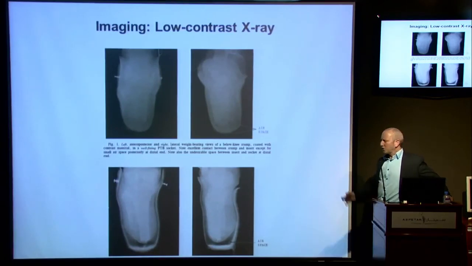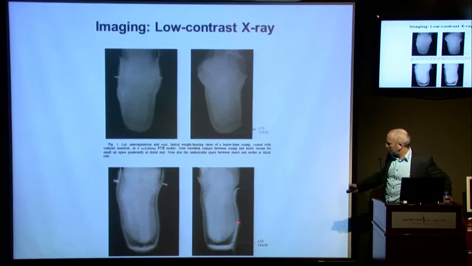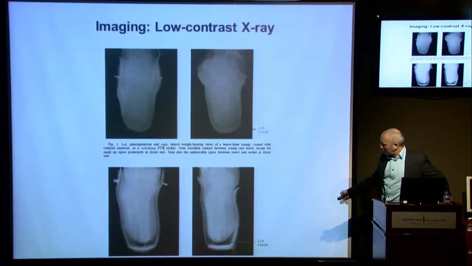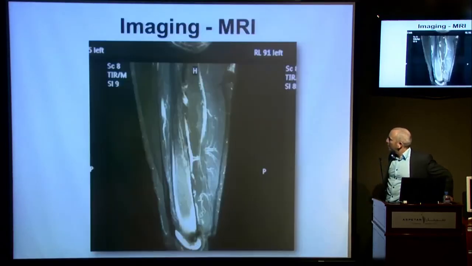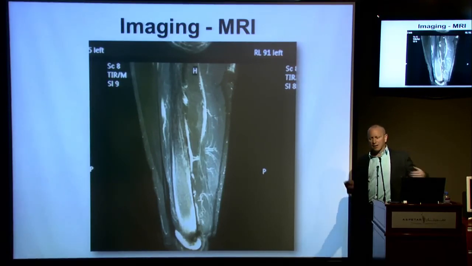So your plain film x-rays can help you. Low dose x-rays are also worthwhile in showing how snugly your socket fits. That's a good fitting socket. This is a poor fitting socket where there's area and space below. So that's got value. And of course, the gold standard with these stump problems is MRI, particularly with stump pain.